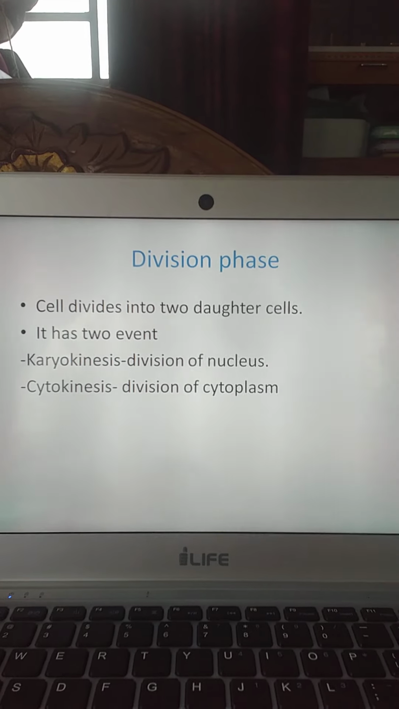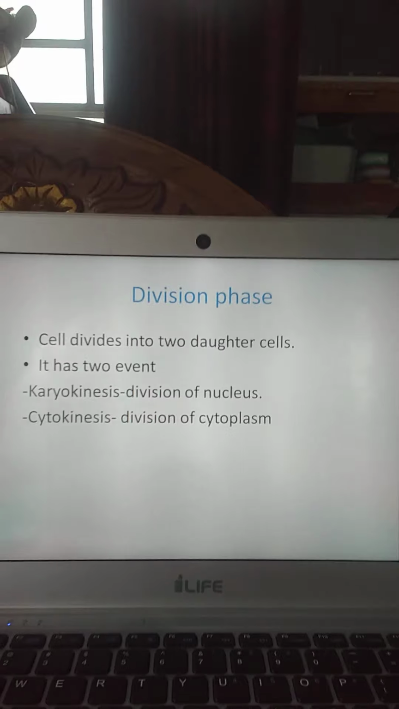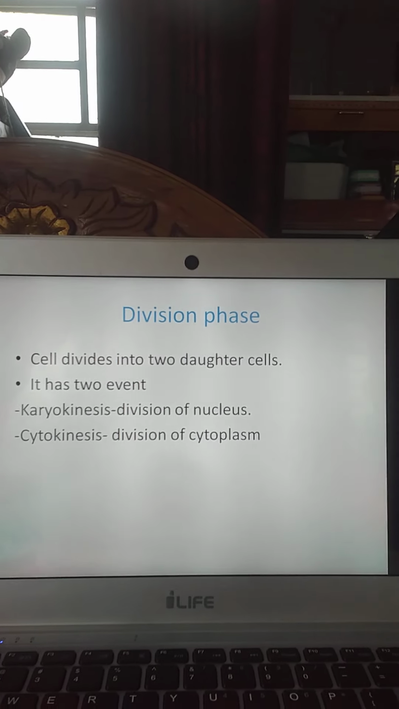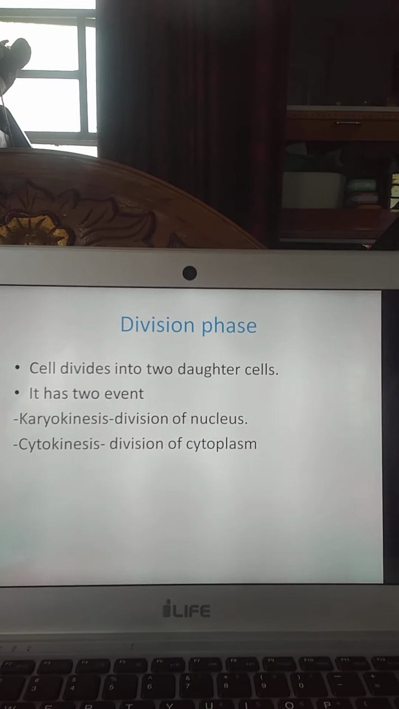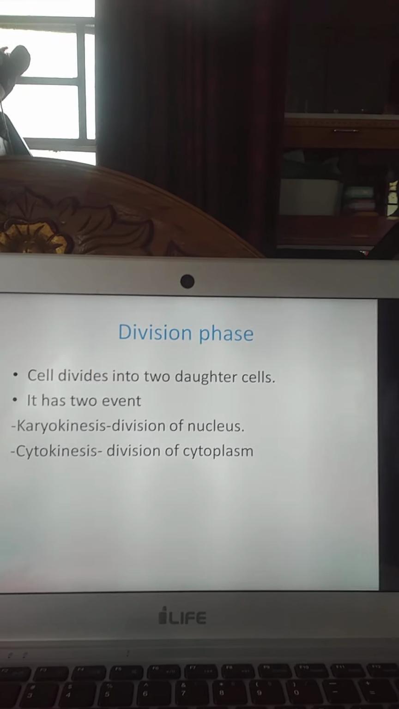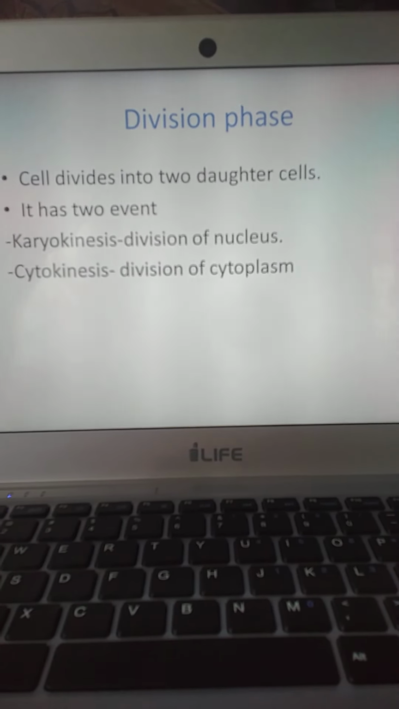Now comes the division phase. In this division phase, the cell divides into two daughter cells. It has two events. The first one is the division of the nucleus, which we call karyokinesis, and the second one is the division of the cytoplasm, and that is called cytokinesis.